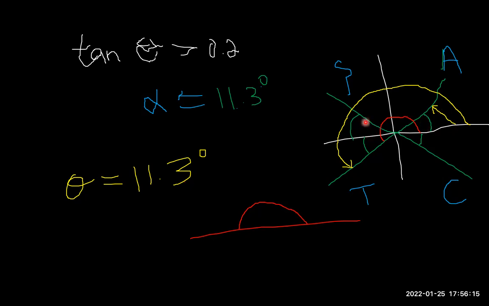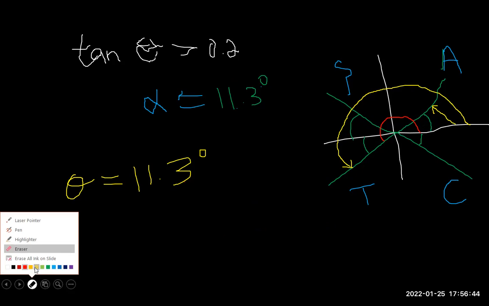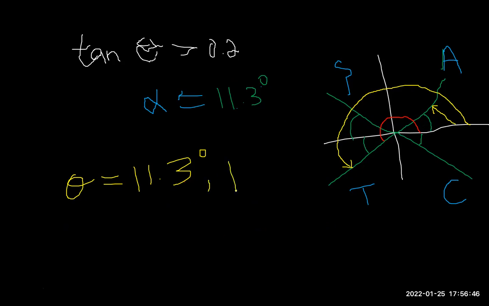But I don't just want this angle, I want this little piece right here. But don't you already know the value of this small piece here? Yes, miss. Which is? 11.3. Okay, so if I want this entire red angle, I would do 180 plus 11.3, which is? 191.3. Good job. Well done.